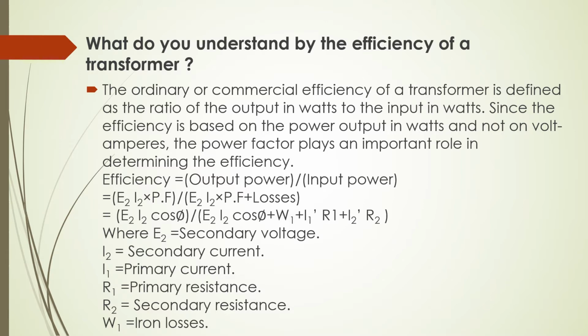What do you understand by the efficiency of a transformer? The ordinary or commercial efficiency of transformer is defined as the ratio of output in watts to the input in watts. Since the efficiency is based on the power output in watts and not on volt ampere, the power factor plays an important role in determining the efficiency. Efficiency equals output power upon input power. The formula is E2I2 into power factor upon E2I2 into power factor plus losses.